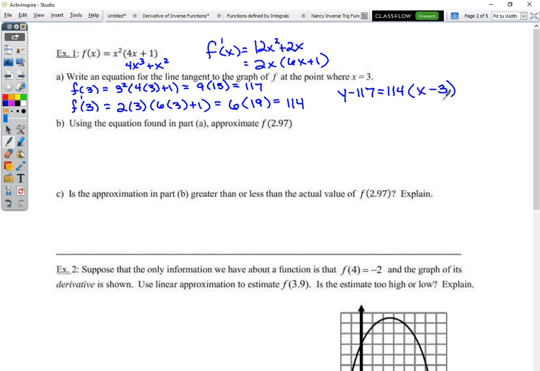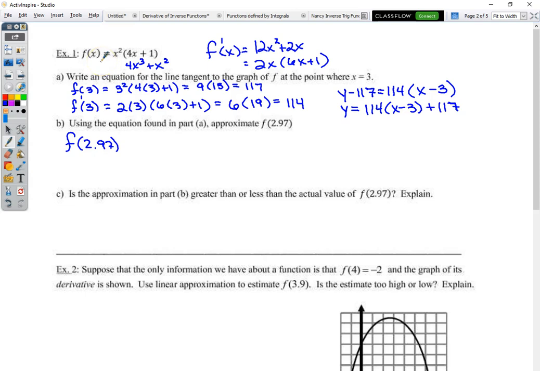Now, this is going to be an unusual step. This is, again, just doing a linear tangent line here at the point. I'm actually going to do one thing that I haven't done ever, and that's move this 117 over. It will make more sense as we move on through the rest of the problem to the next step, where I ask you to use the equation found in part A to approximate f of 2.97. So f of 2.97, what does that tell us to do? It tells us to plug the 2.97 into this function.